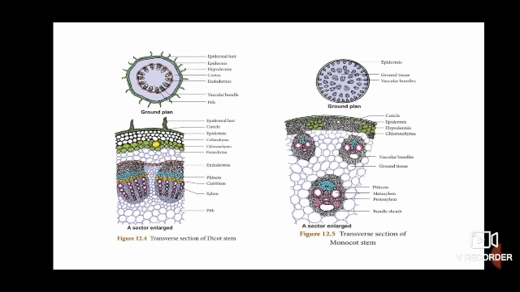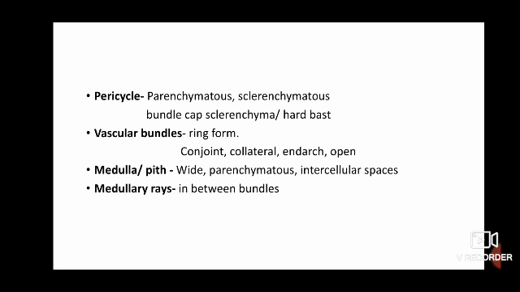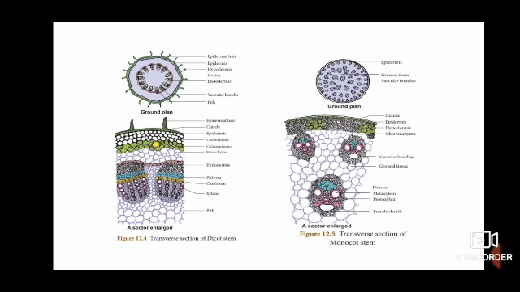Then coming to the medulla. We finished with pericycle and the vascular bundles. Now coming to the medulla or pith. It is the most conspicuous region of dicot stem and consists of a mass of parenchyma cells with intercellular spaces. You all can see in the ground plan of the dicot stem, there is a wide pith in the center within the vascular bundles. So that is the most conspicuous region of dicot stem, and it consists of a mass of parenchymatous cells with intercellular spaces.